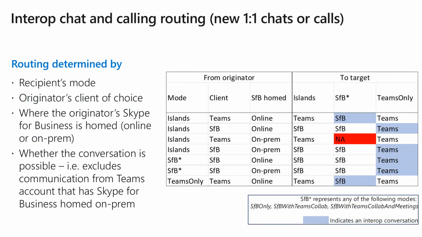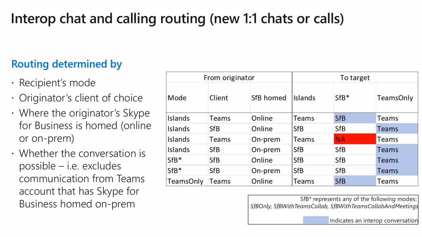Now, if we dig a little deeper into the interop chat and calling routing experience, it's going to look like this. First and foremost, routing is always determined by the coexistence mode that is assigned to the recipient or the target, right? So as we look at the table that you see here on this slide, first the originator would start with their client of choice.